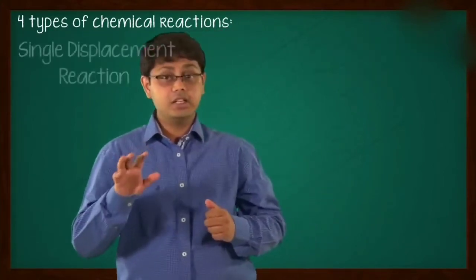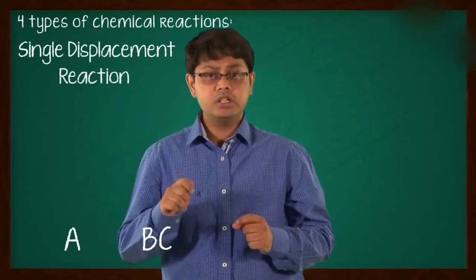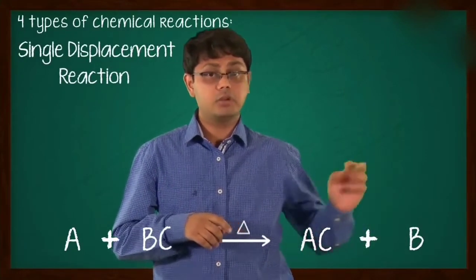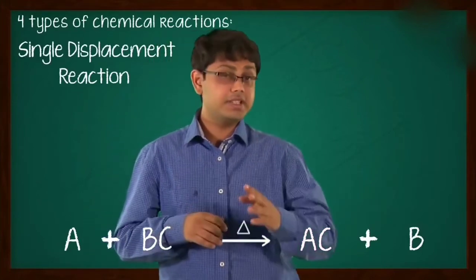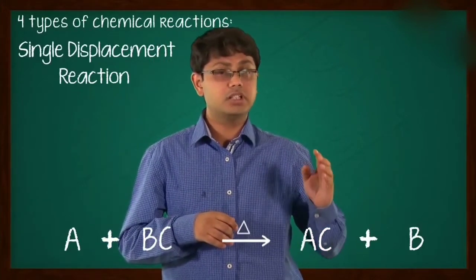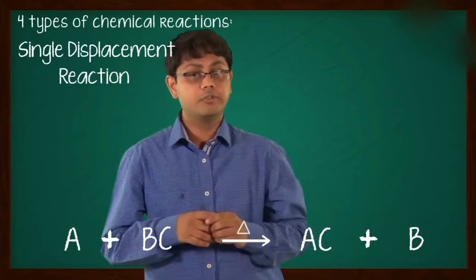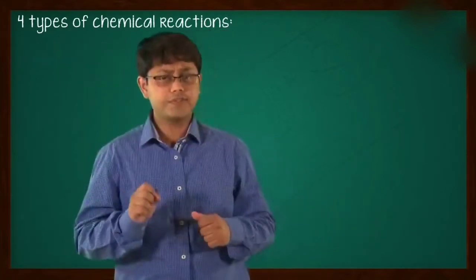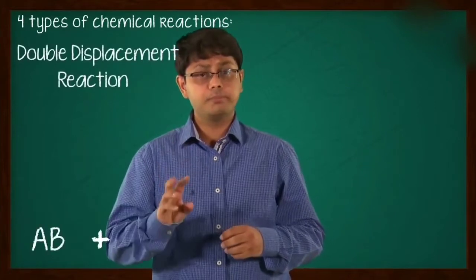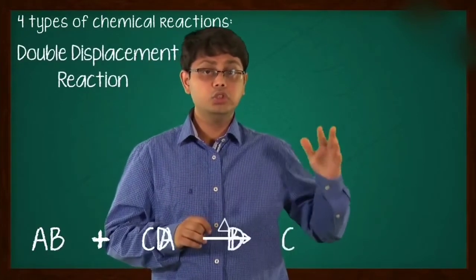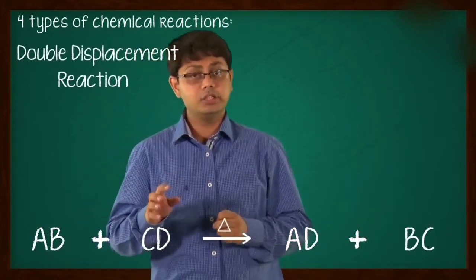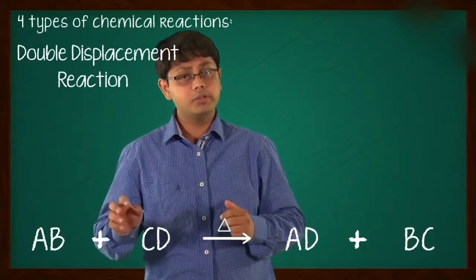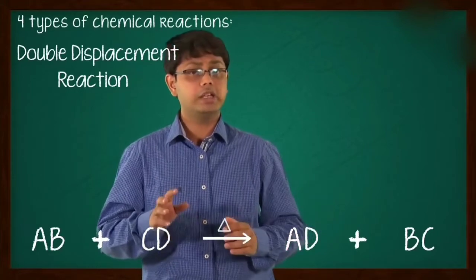As far as single displacement goes, an element reacts with a compound to form a new element and a different compound. The reactant element displaces an element in the compound that is most chemically similar. For example, a metal will replace a different metal. And as far as double displacement goes, 2 compounds react to form 2 new compounds. The reactant element displaces a chemically similar element twice. One element displaces the other element and vice versa.